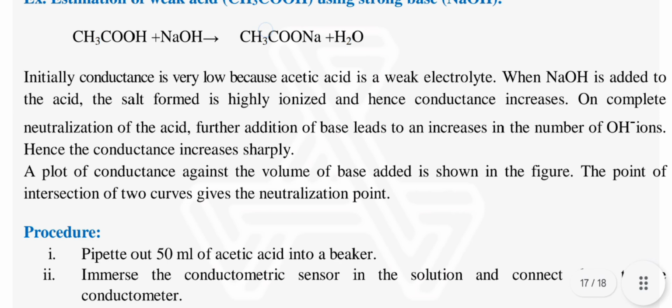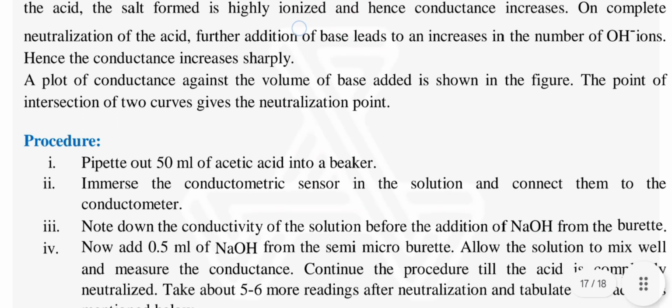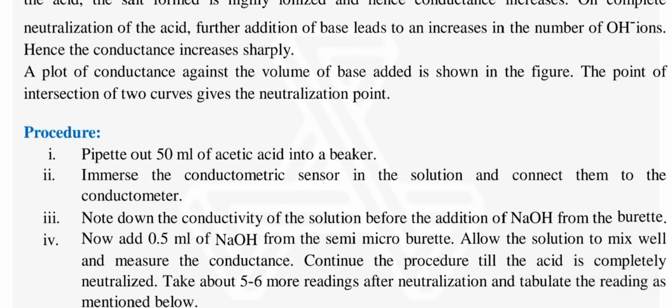Initially, conductance is very low because acetic acid is a weak electrolyte. When NaOH is added to the acid, the salt formed is highly ionized and hence conductance increases. After complete neutralization of the acid, further addition of base leads to an increase in the number of OH minus ions, hence the conductance increases sharply. A plot of conductance against the volume of base added is shown in the figure. The point of intersection of two curves gives the neutralization point.